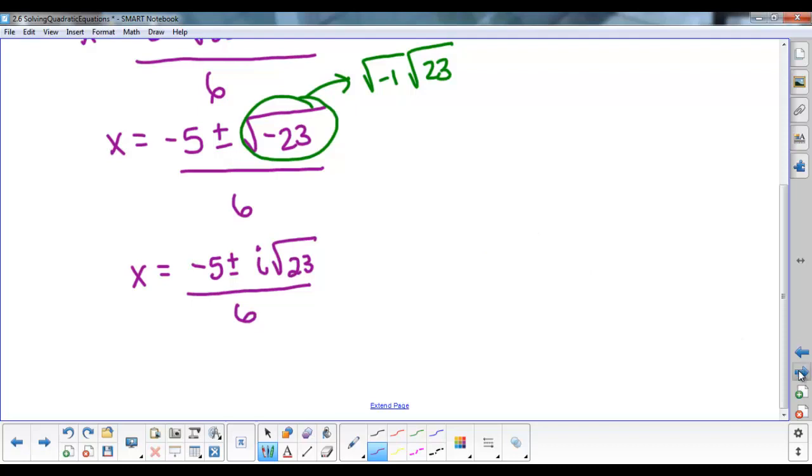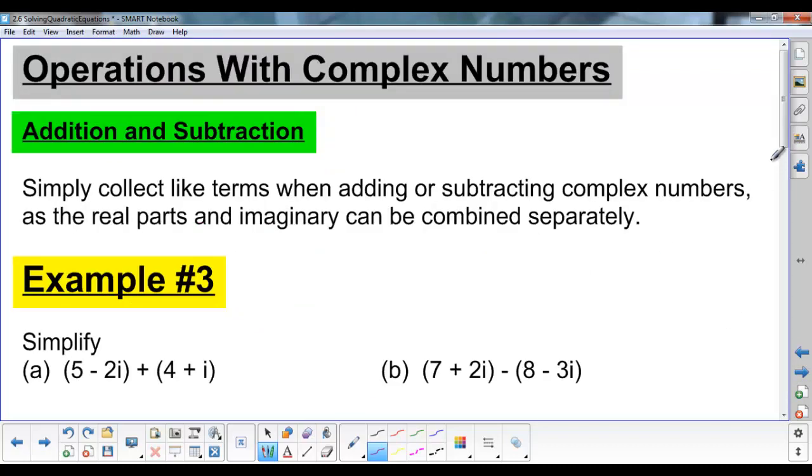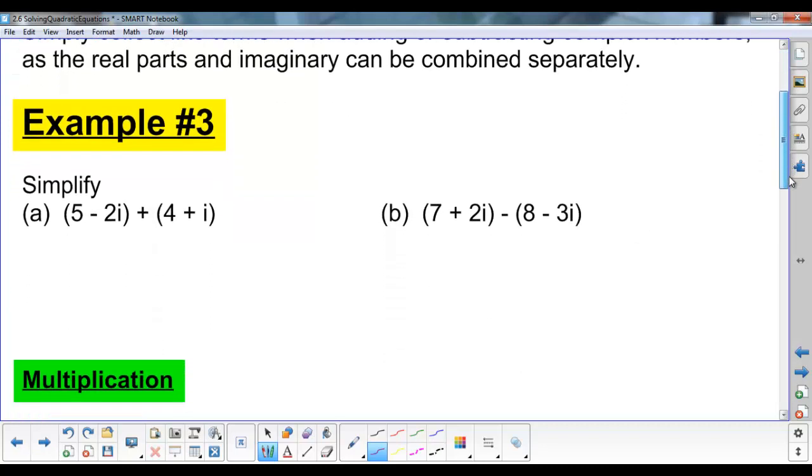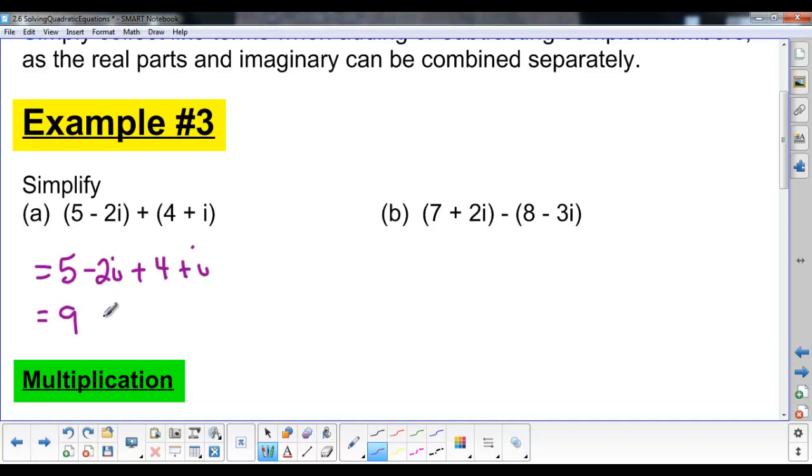So we'll work a little bit now with complex numbers. Adding and subtracting is just like working with variables, so you kind of work with them separately. If I asked you to simplify this, well, there's a positive 1 in front of this bracket and a positive 1 in front of this bracket, so when we distribute, we end up with that, and then you're just collecting like terms. So 5 plus 4 gives me 9, and negative 2 plus 1 gives me negative 1i, and that's it. So we'll try one more time.